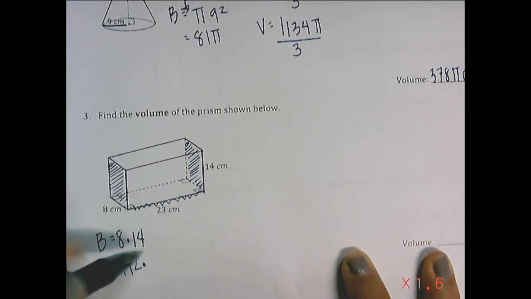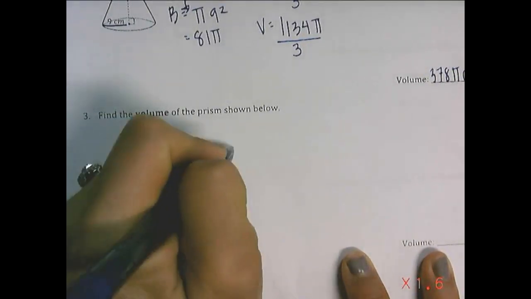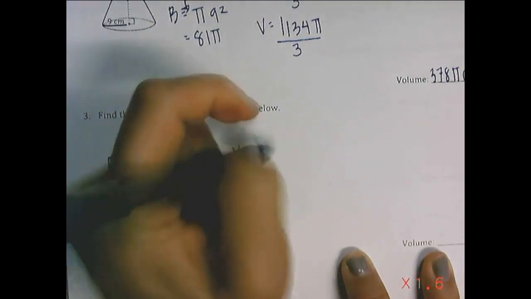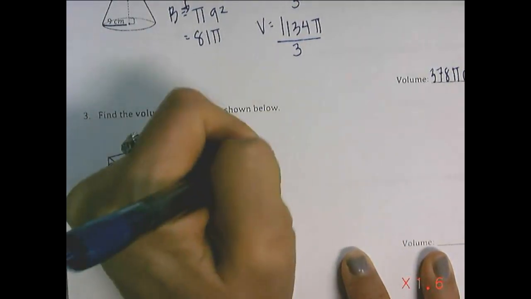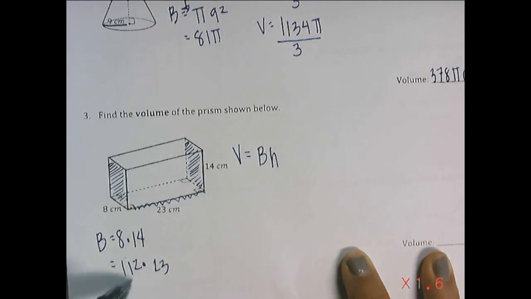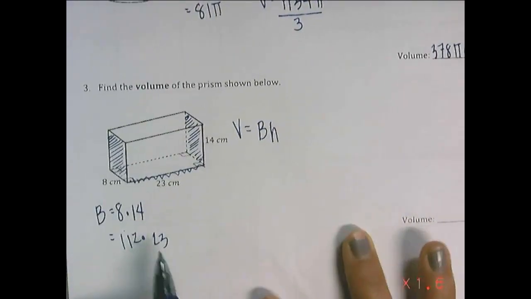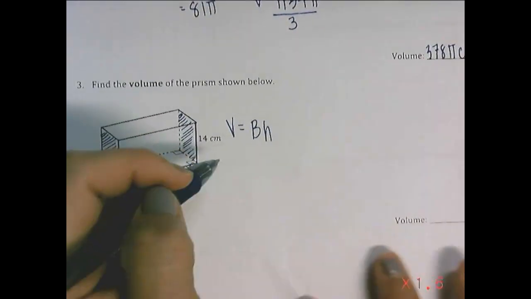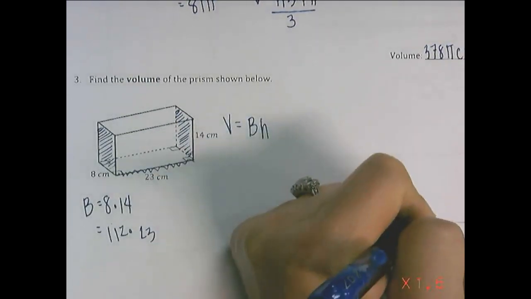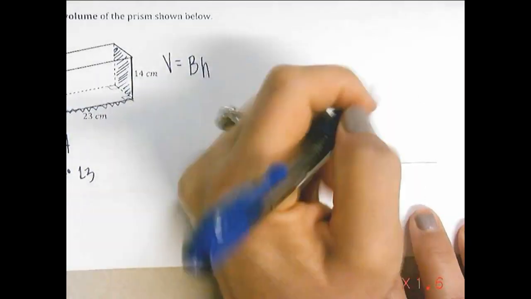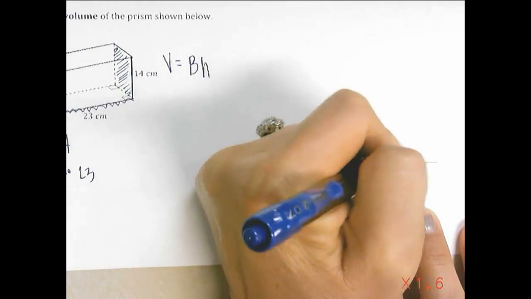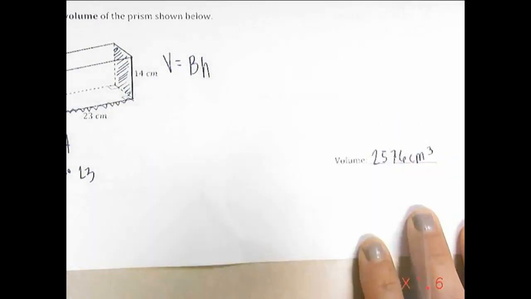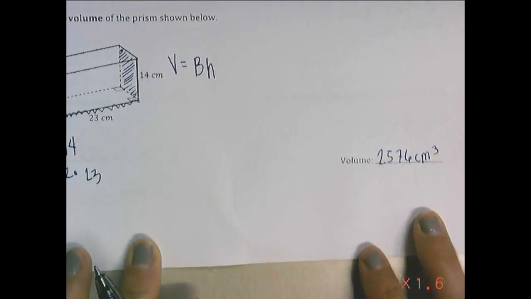And I'm going to multiply that by 23, my height, because volume of a prism is big B, the area of your base, times your height. So big B was 112, and my height is 23. When I multiply those together, I get 2,576 centimeters cubed. All right, let's move to the next problem.